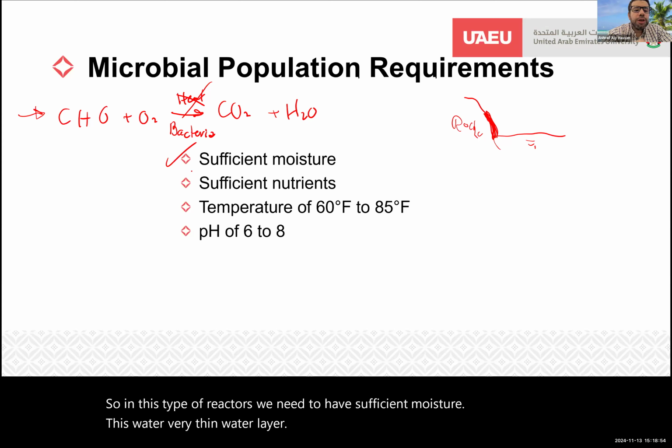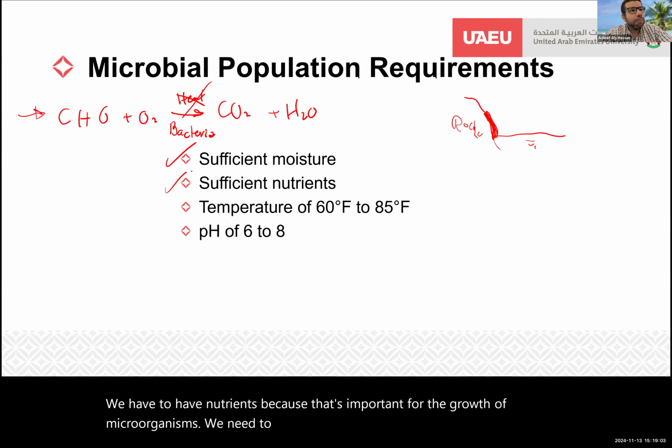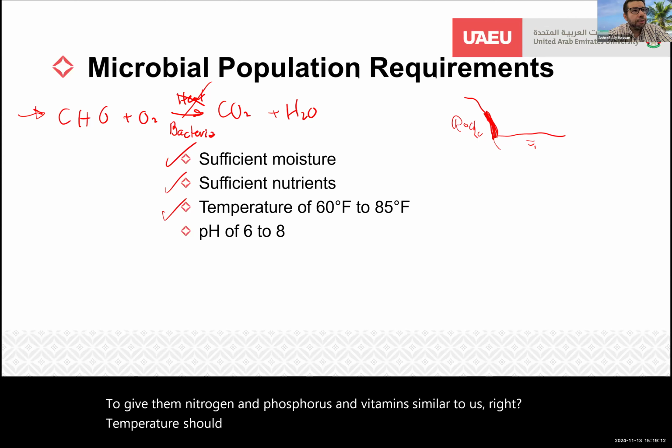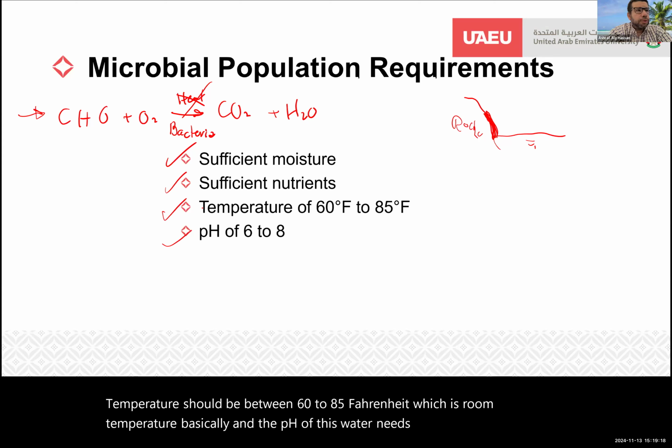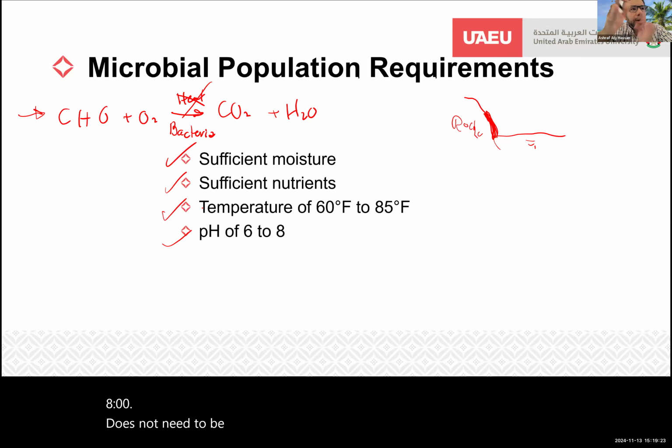We have to have nutrients, because that's important for the growth of microorganisms. We need to give them nitrogen and phosphorus and vitamins, similar to us, right? Temperature should be between 60 to 85 Fahrenheit, which is room temperature, basically. And the pH of this water needs to be between 6 to 8. Does not need to be, can go lower, but the regular, traditionally is in this range.